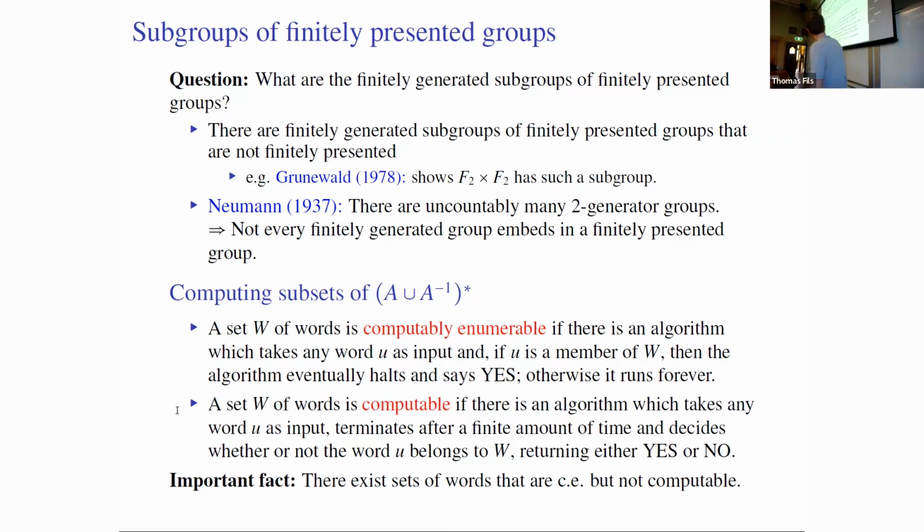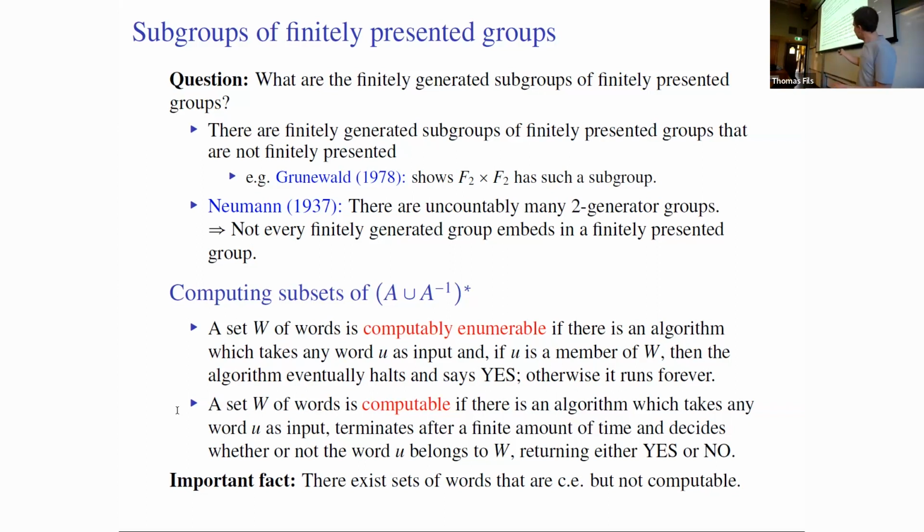Now, the interesting thing: you might think at the beginning, when you start thinking about this stuff, that the interesting fact is that there are sets of words that are not computable. But that fact in itself is not that interesting, because there are lots of sets of words. If you take A to be a set of size 2 and you consider all of the possible sets of words, then there are uncountably many sets and only countably many algorithms. So it's not surprising that there are sets that are not computable.